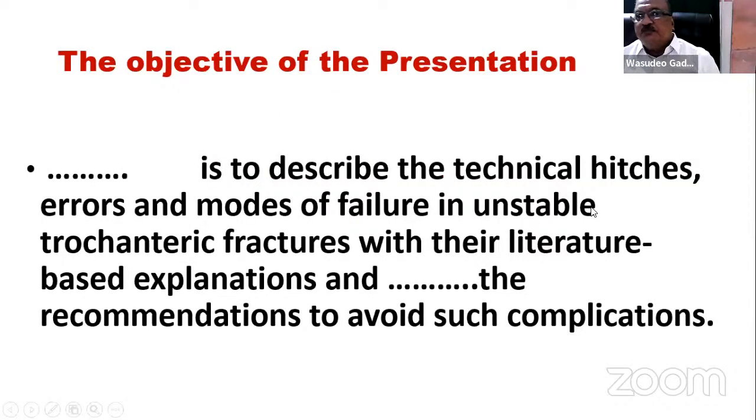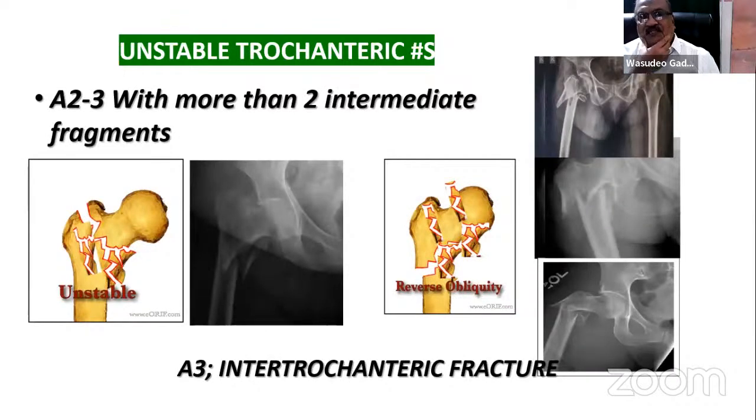The objective of my presentation is to describe the technical hitches, errors, and modes of failure in unstable trochanteric fracture with their literature-based explanation and the recommendations to avoid such complications. Before we start, we must understand what an unstable fracture is. The AO classification describes the unstable fracture as A2-3 with more than two intermediate fragments, and the A3 fracture is a reverse obliquity intertrochanteric fracture. There may be extension into the greater trochanter.